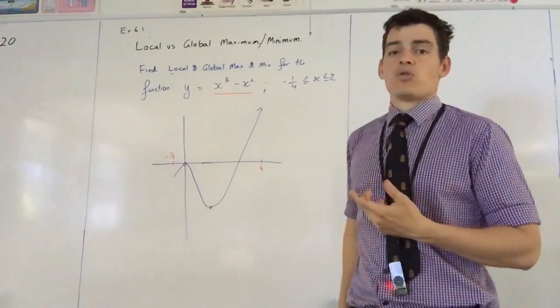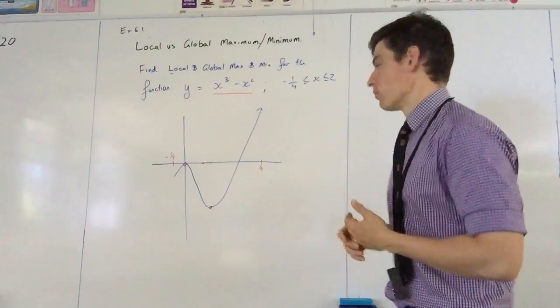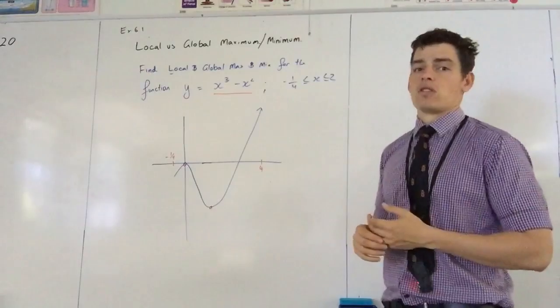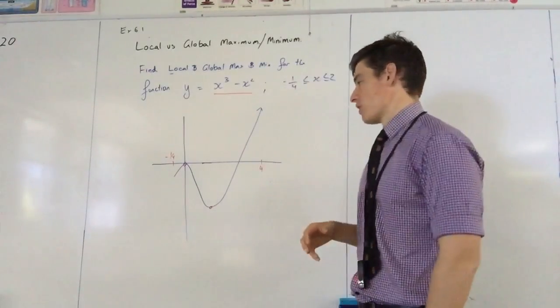What we need to be able to do is identify, in a set domain, what's our maximum and our minimum. That's really important for identifying when we should do certain things, or how we can reduce or increase profits or reduce risk and that sort of stuff.